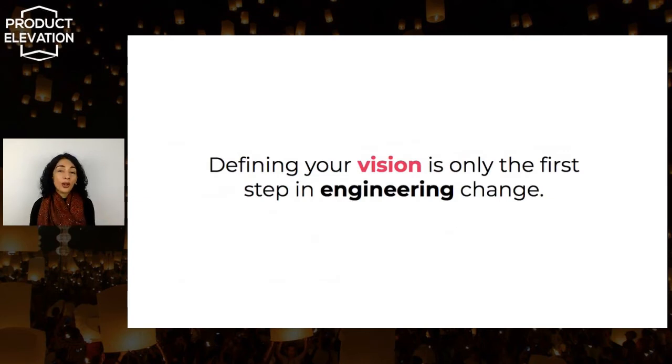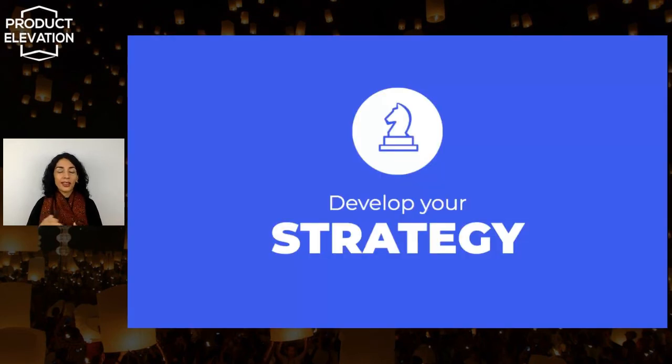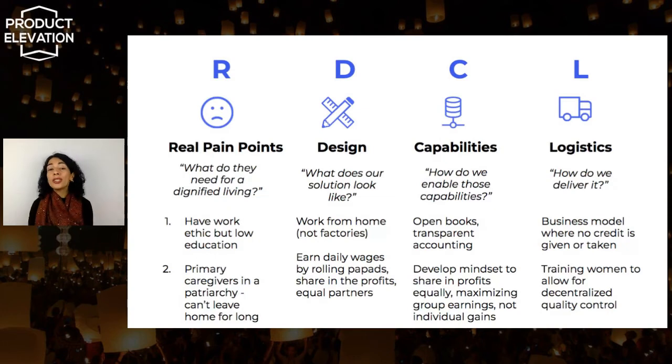But of course, we know now that vision is only the first step. They needed a really clear strategy. So what was their strategy? In terms of pain points, they would ask the question, well, what do these women need for a dignified living? And there were two things. One was they had a high work ethic, but just didn't have the education. The second was that these women were primary caregivers. So they had kids or elderly to take care of at home.